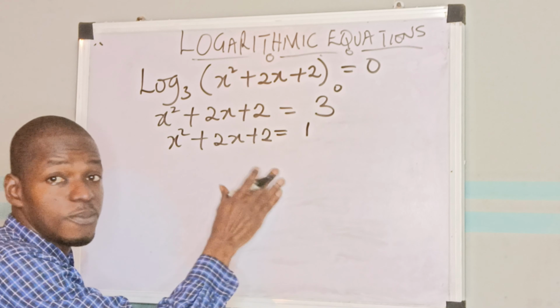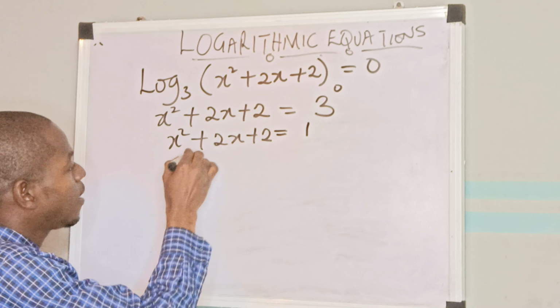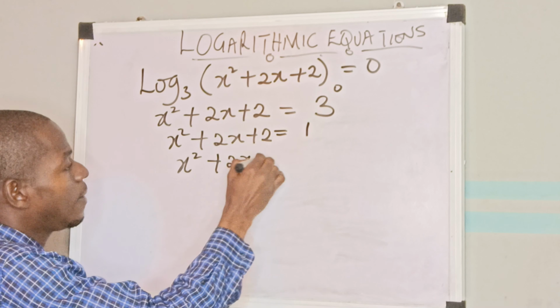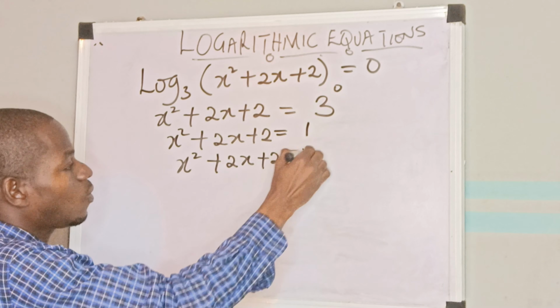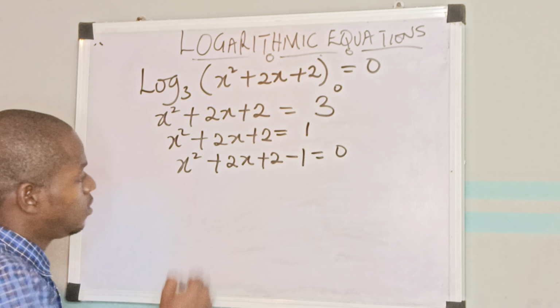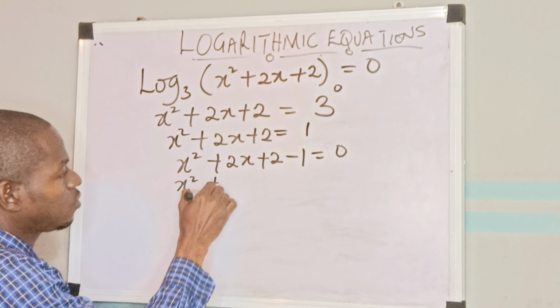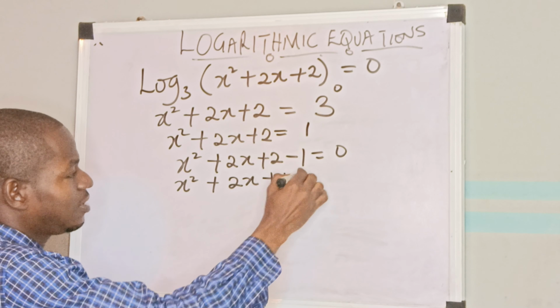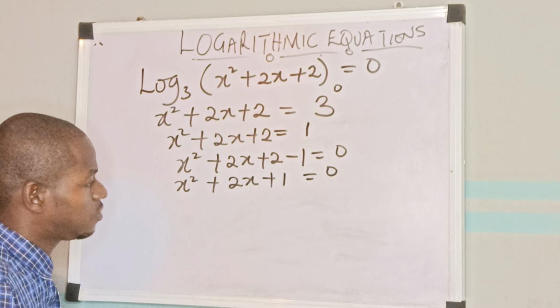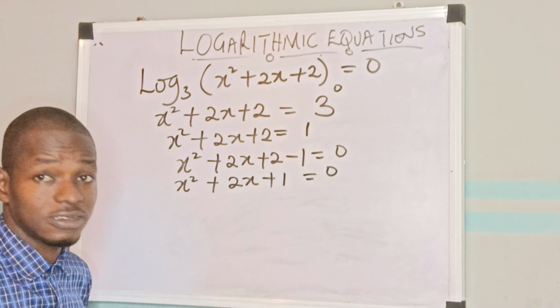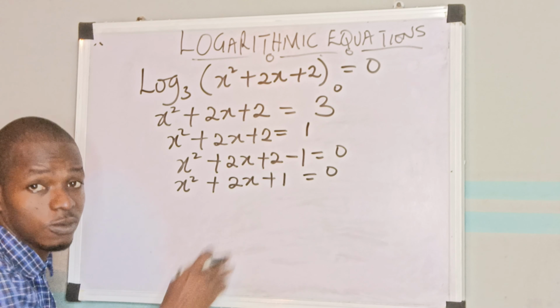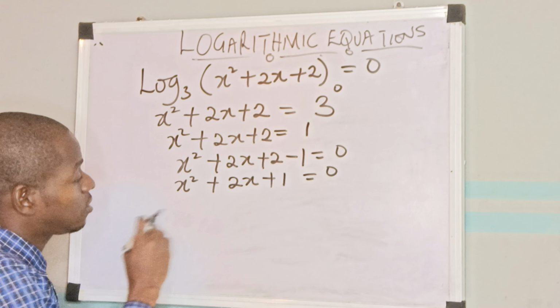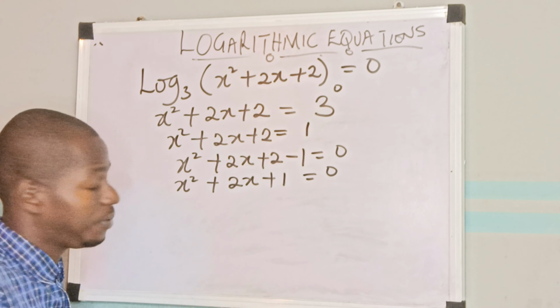Subtract 1 from both sides. So we have x squared plus 2x plus 2 minus 1 equals 0. So this becomes x squared plus 2x plus 1 equals 0. We are also back to the quadratic equation. So let's solve this quadratic equation to get what the value of x will be.